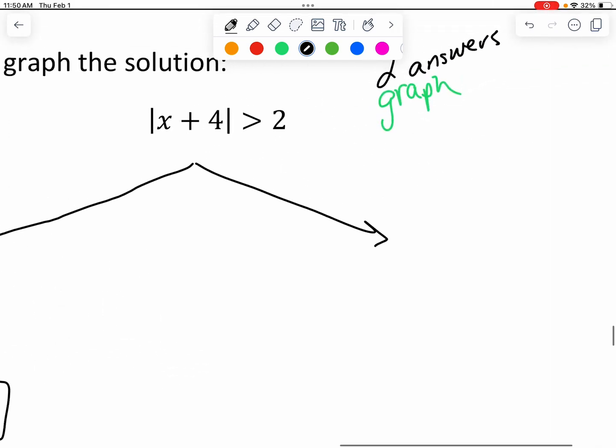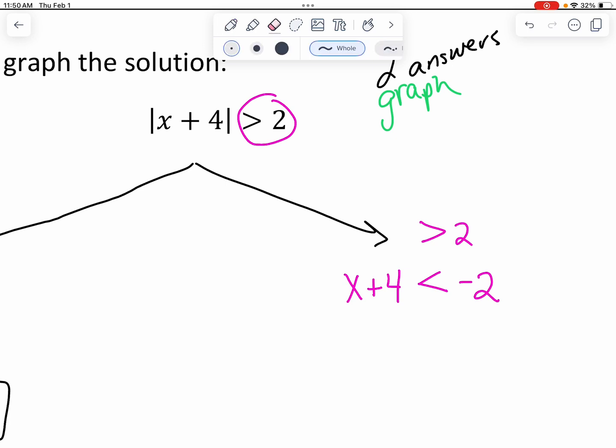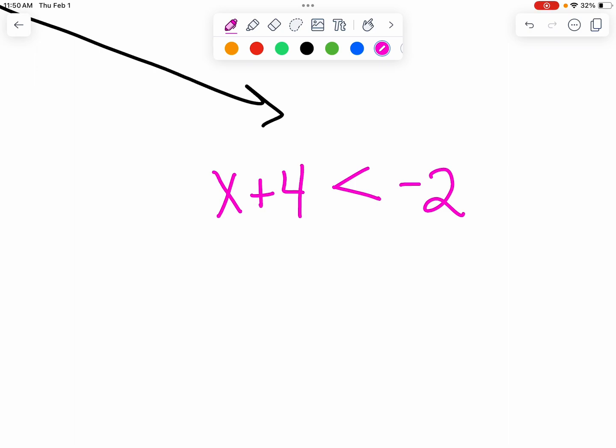You learned that your second solution set comes from the x plus 4 again, but this time we change both of those. So instead of being greater than 2, you do less than negative 2. You learned that in chapter 3 of Algebra 1. Now we solve this, and you get x is less than negative 6.